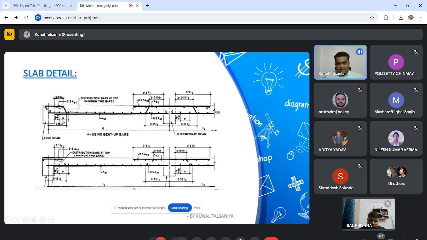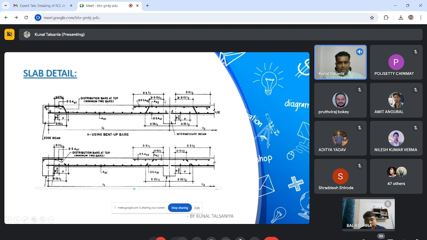This is the edge beam. This is the intermediate beam. For the intermediate beam, the crank distance from this center line is 0.25 L1, and from the face it is 0.3 L1. So all dimensions are given and fixed in SP34. We have to just follow these dimensions. When we are designing the slab, we have to give each and every dimension in our drawings. I will show you the same.